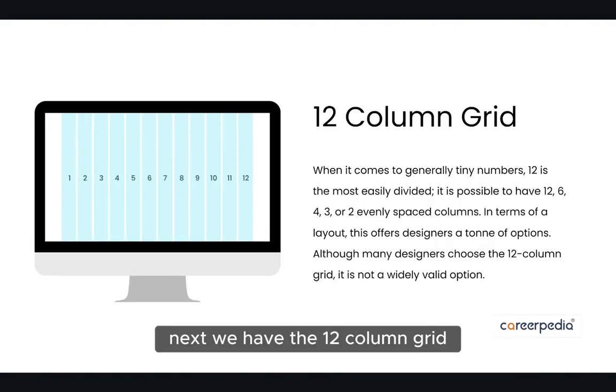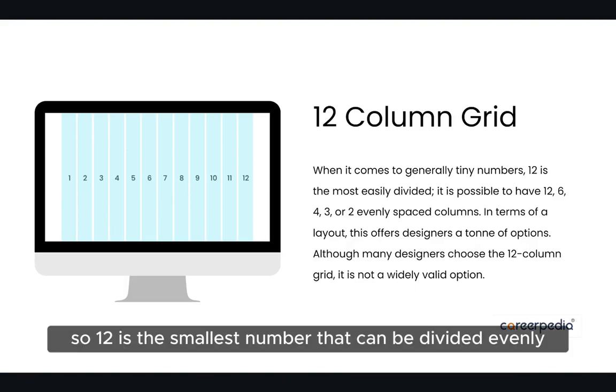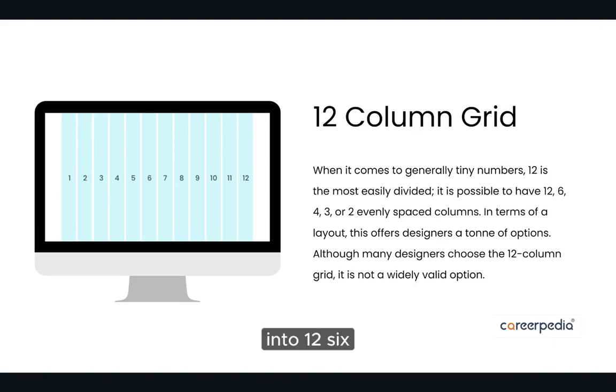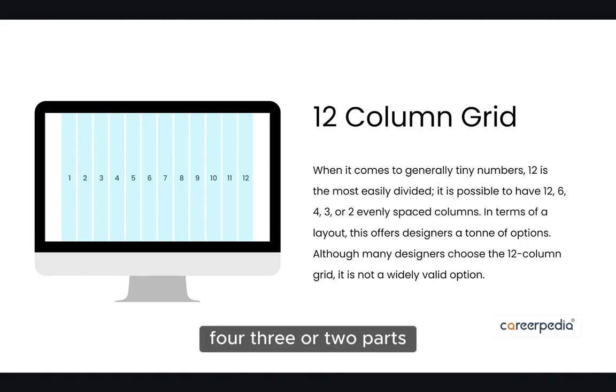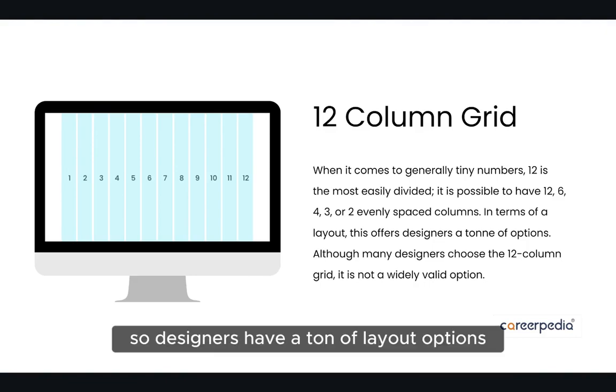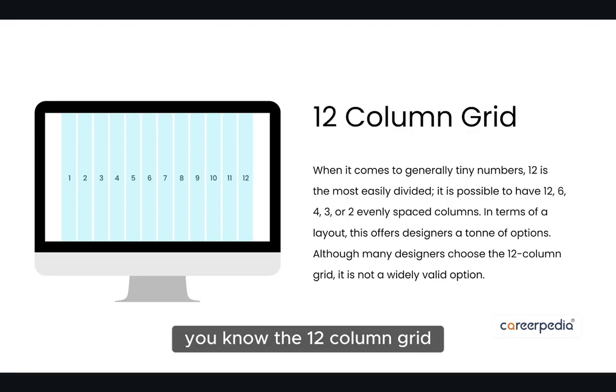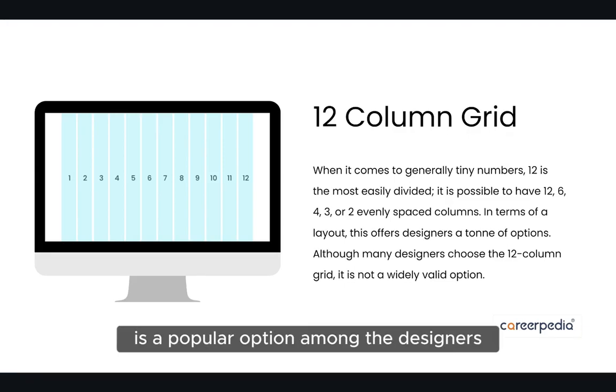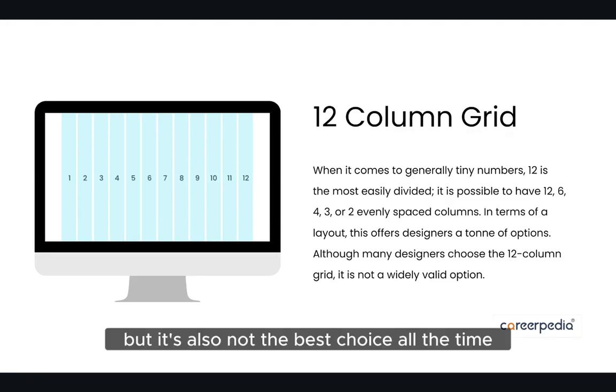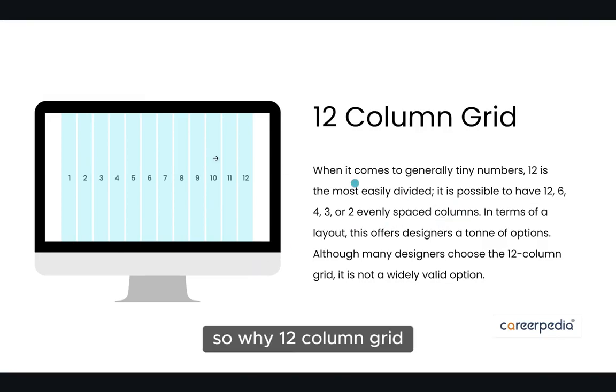Next, we have the 12 column grid. 12 is the smallest number that can be divided evenly into 12, 6, 4, 3, or 2 parts. So designers have a ton of layout options. The 12 column grid is a popular option among designers, but it's also not the best choice all the time. So why a 12 column grid?